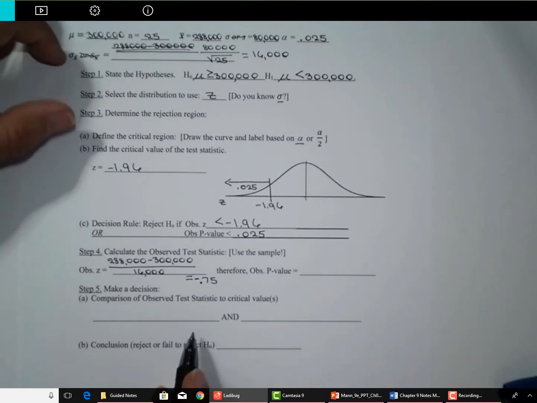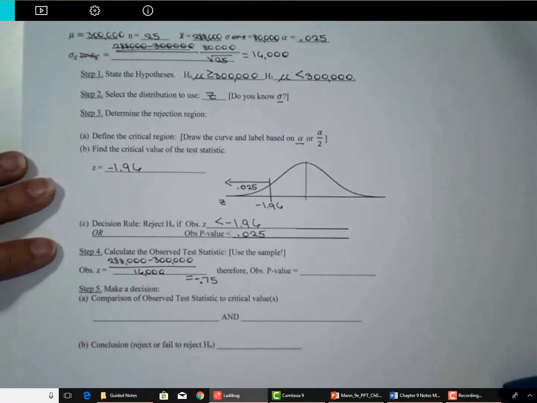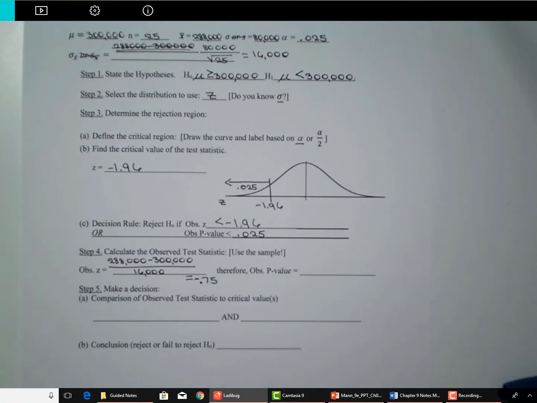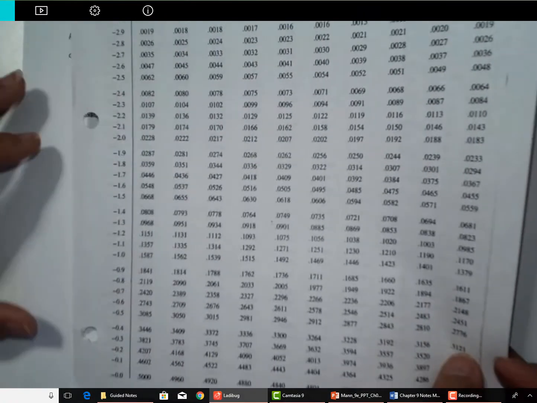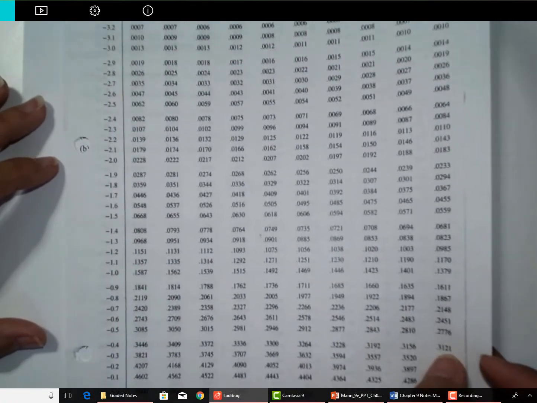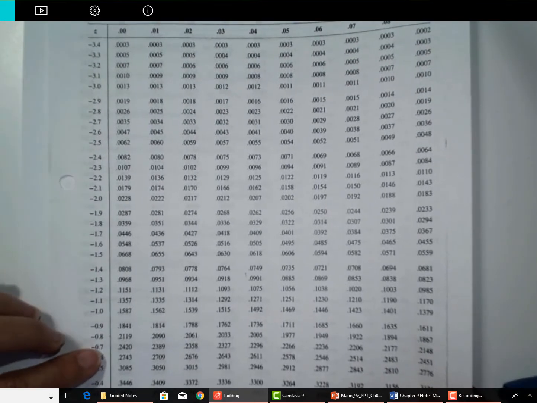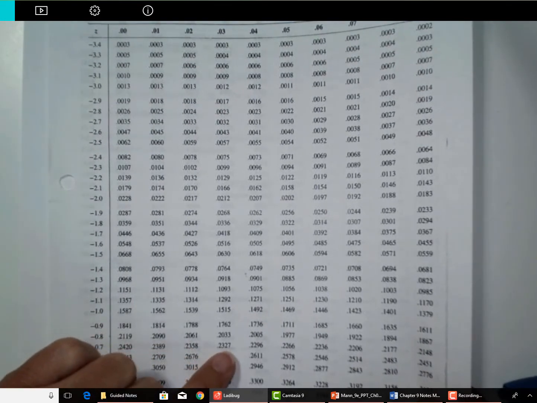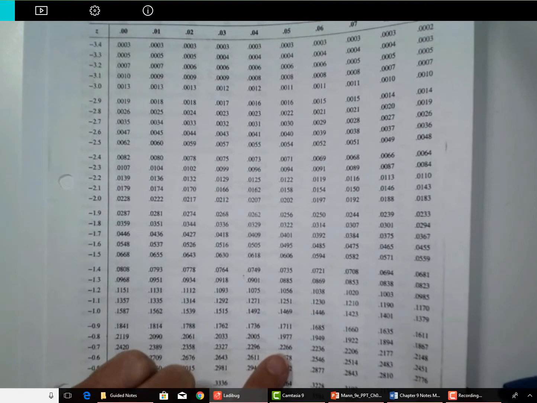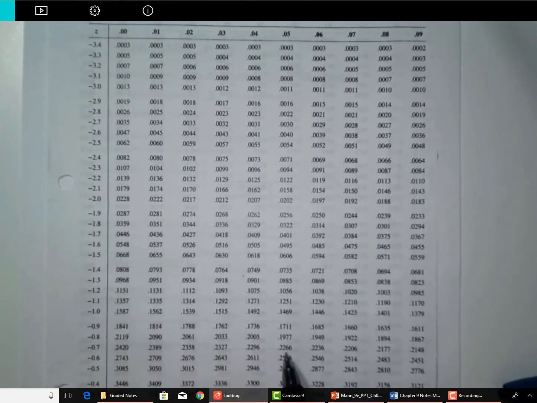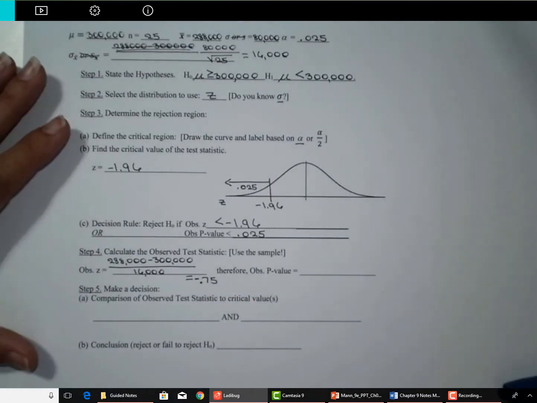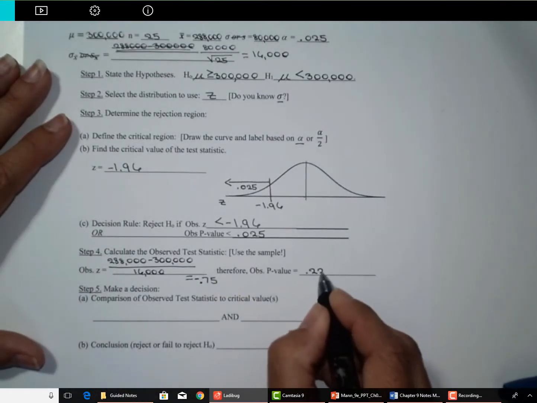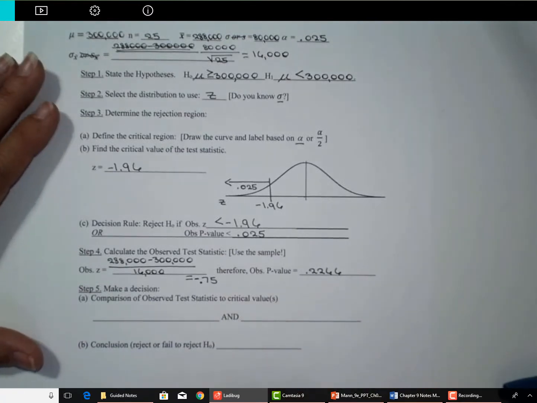What's the p-value that's associated with a negative 0.75? Well, that's not too hard to look up. Negative side of the table, and I go to 0.7, and I go over until I'm in the column for 5. And here it is, 0.2266. So I have my observed p-value, 0.2266.